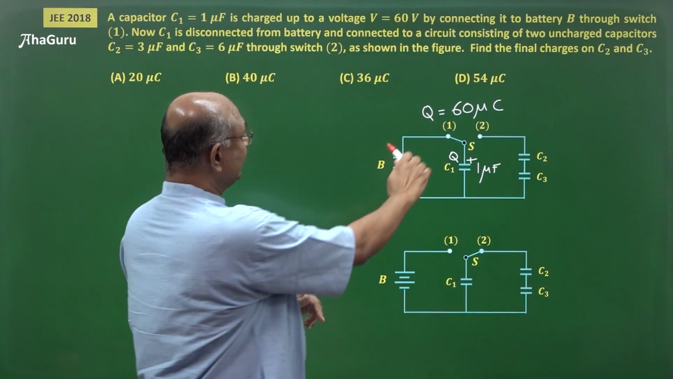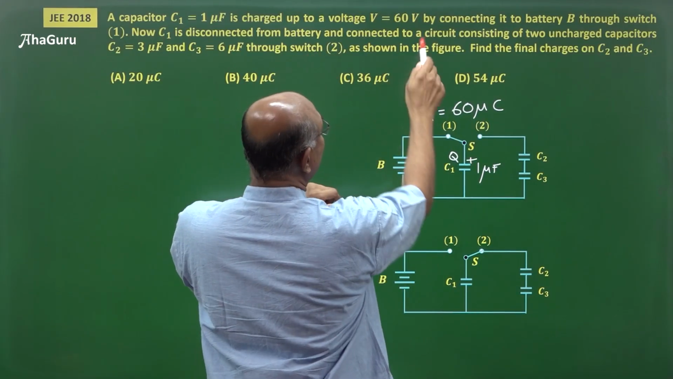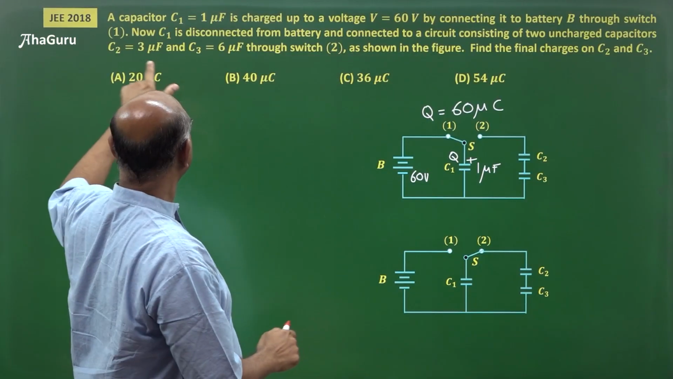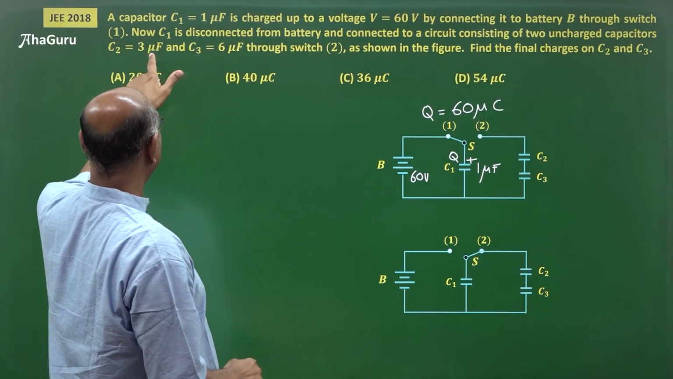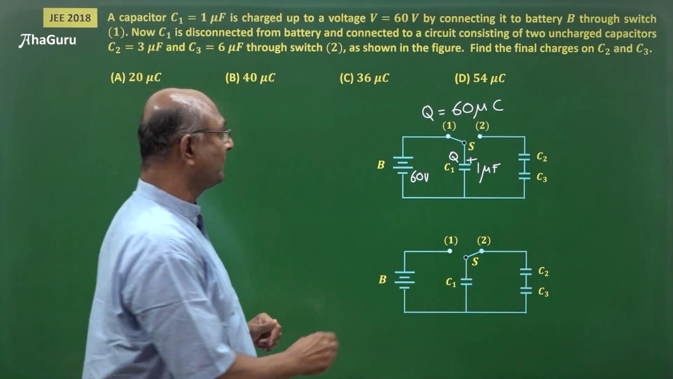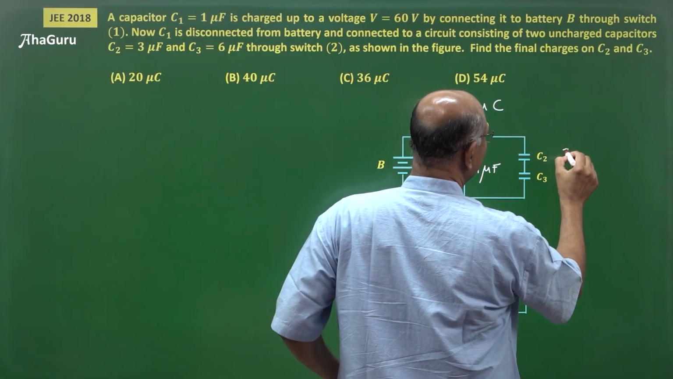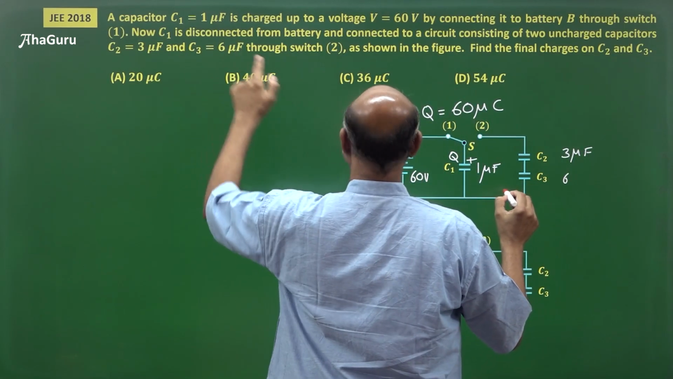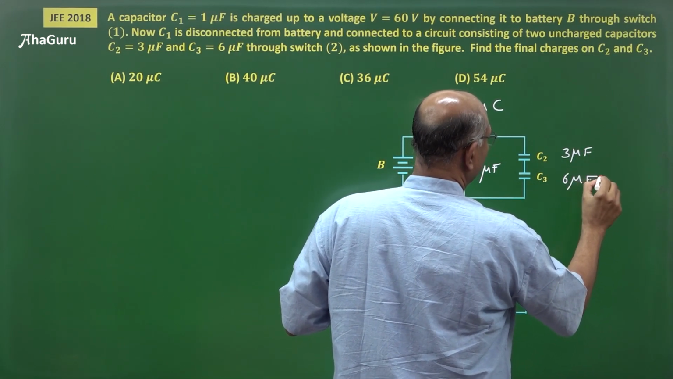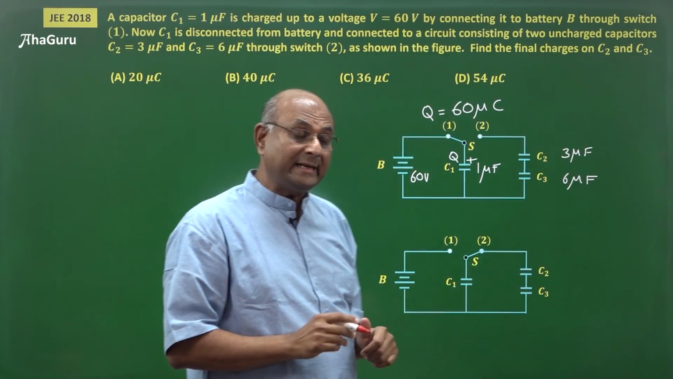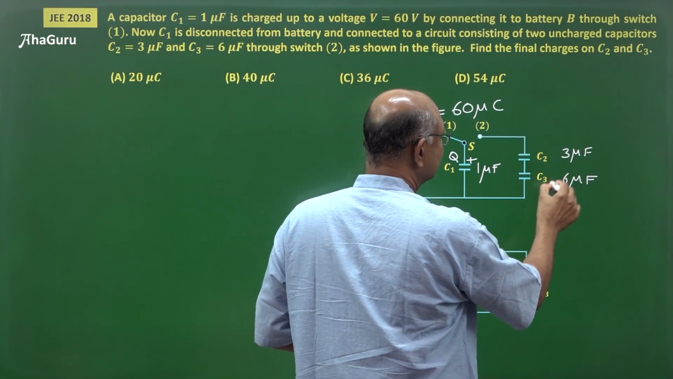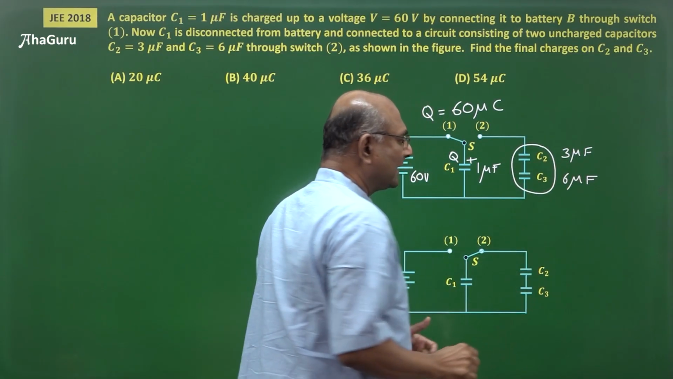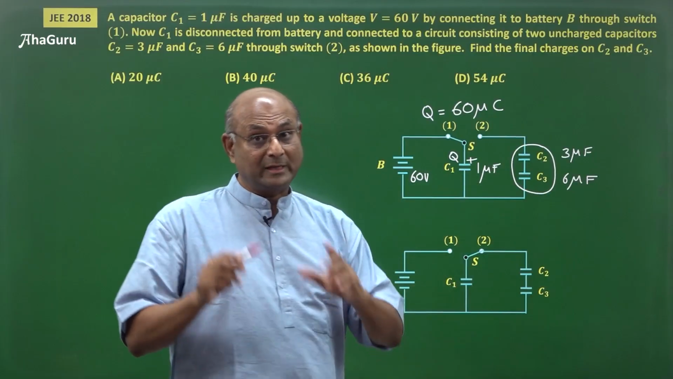Now C1 is disconnected from the battery and connected to a circuit consisting of C2 and C3, consisting of two uncharged capacitors, C2 3 microfarad, C3 6 microfarad. So this is how much? 3 microfarad, and this is 6 microfarad. But they are in series. They are in series, right? So if I actually try and combine them together, can't I figure out what will be the equivalent capacitance? Now there is a formula, right?